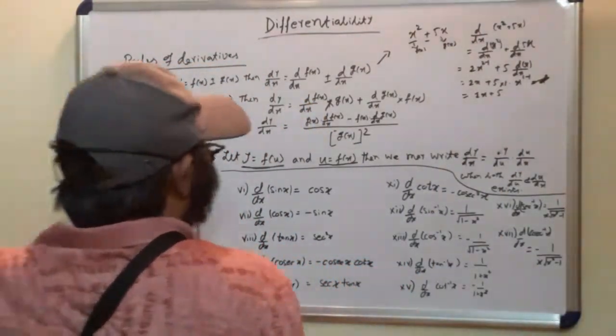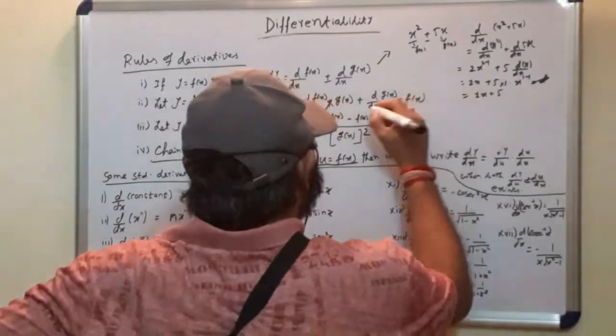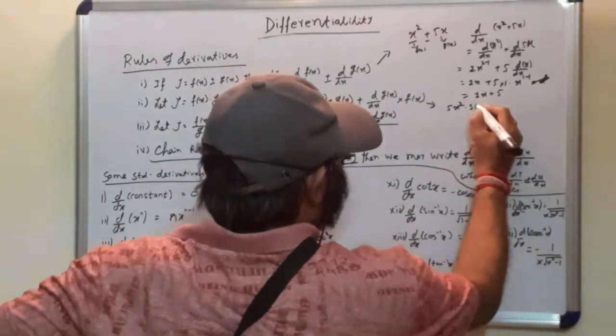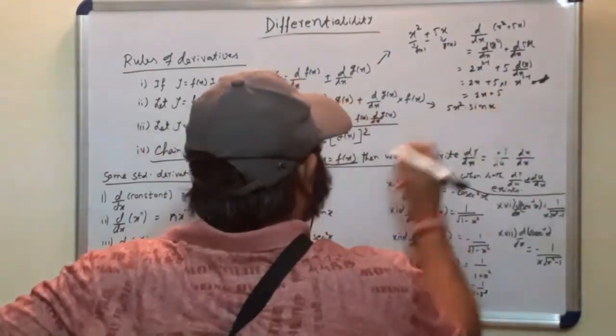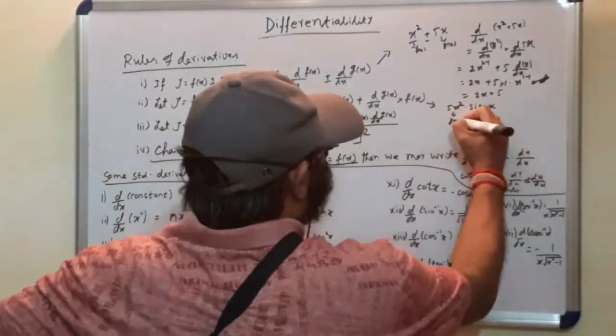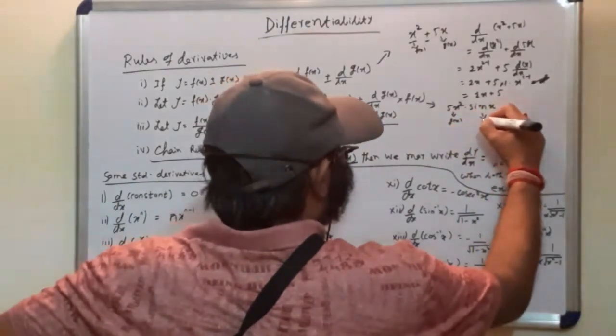Now we are taking a multiplication function, say 5x square into sin x. That is a multiplication of two functions, say this is fx and this is gx.